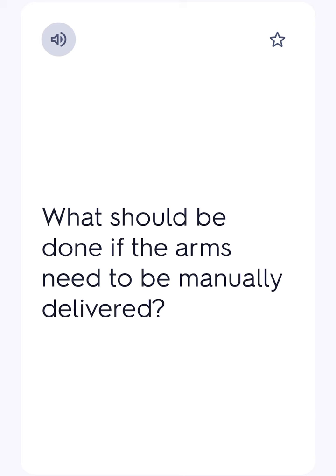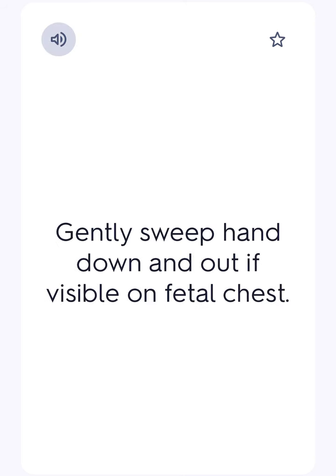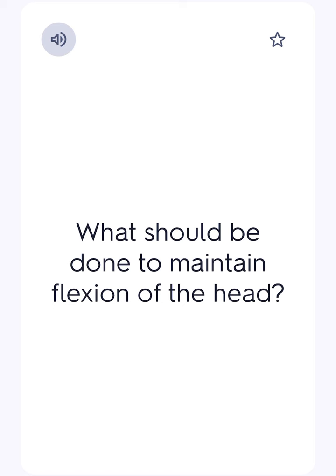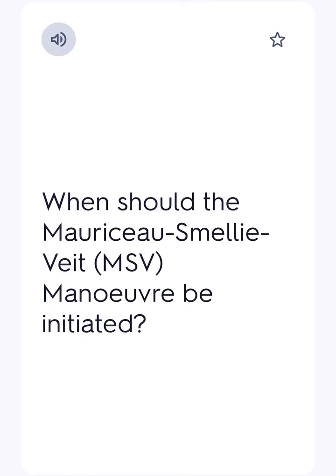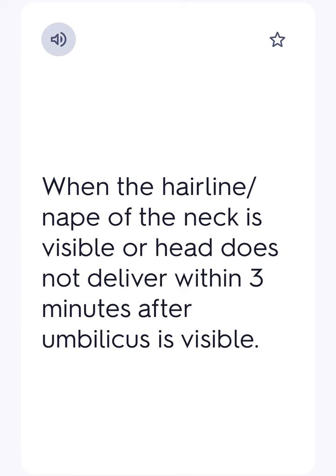What should be done if the arms need to be manually delivered? Gently sweep hand down and out if visible on fetal chest. What should be done to maintain flexion of the head? Another paramedic may apply gentle suprapubic pressure. When should the Morisot-Smellie-Veit maneuver be initiated? When the hairline/nape of the neck is visible or head does not deliver within 3 minutes after umbilicus is visible.